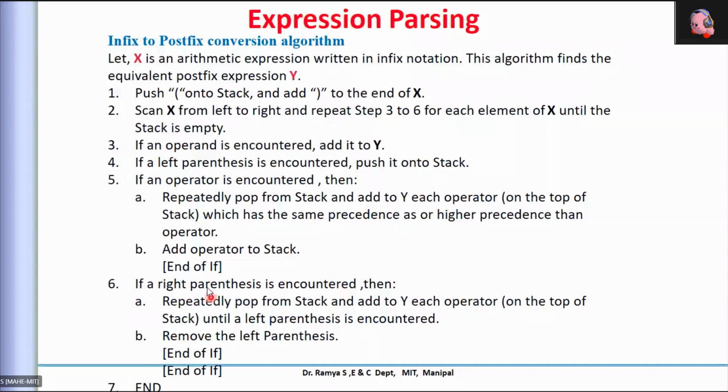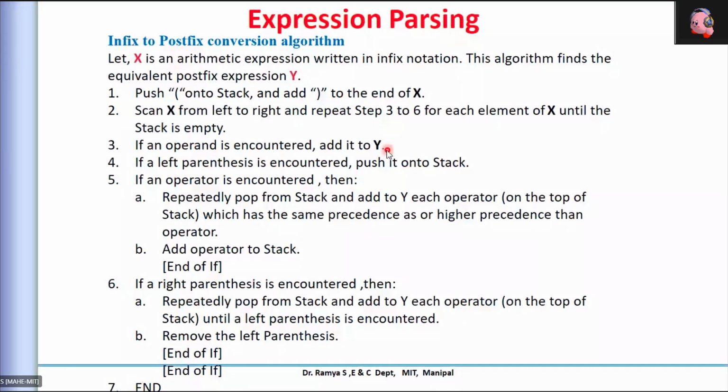It's very simple. If an operand is encountered, add it to y. Why? Because y is nothing but a postfix, and it starts with an operand. So as soon as you find the first operand, a literal, say a plus b, take the first operand, that is nothing but a in this.